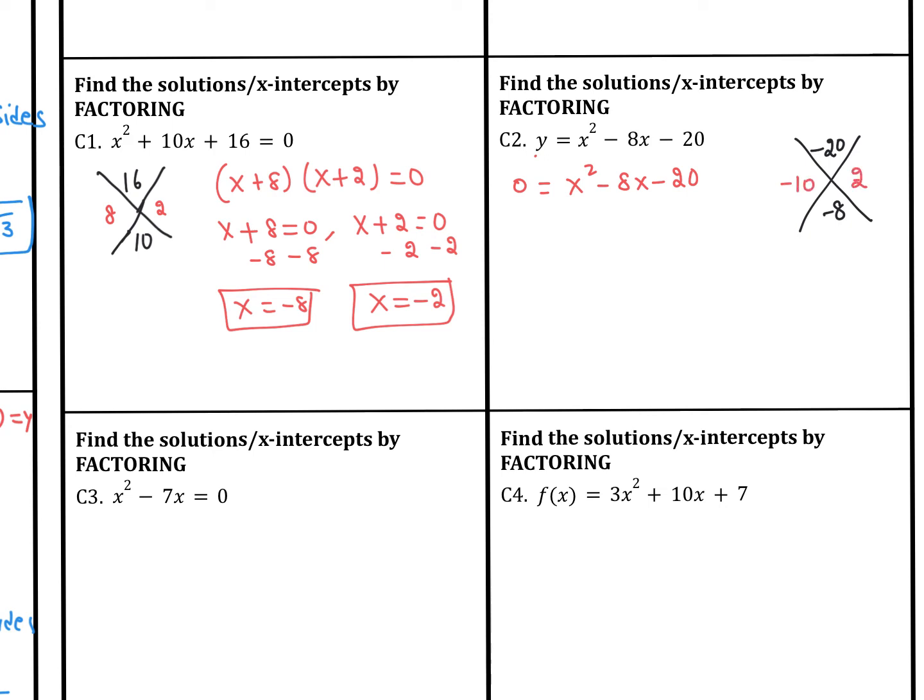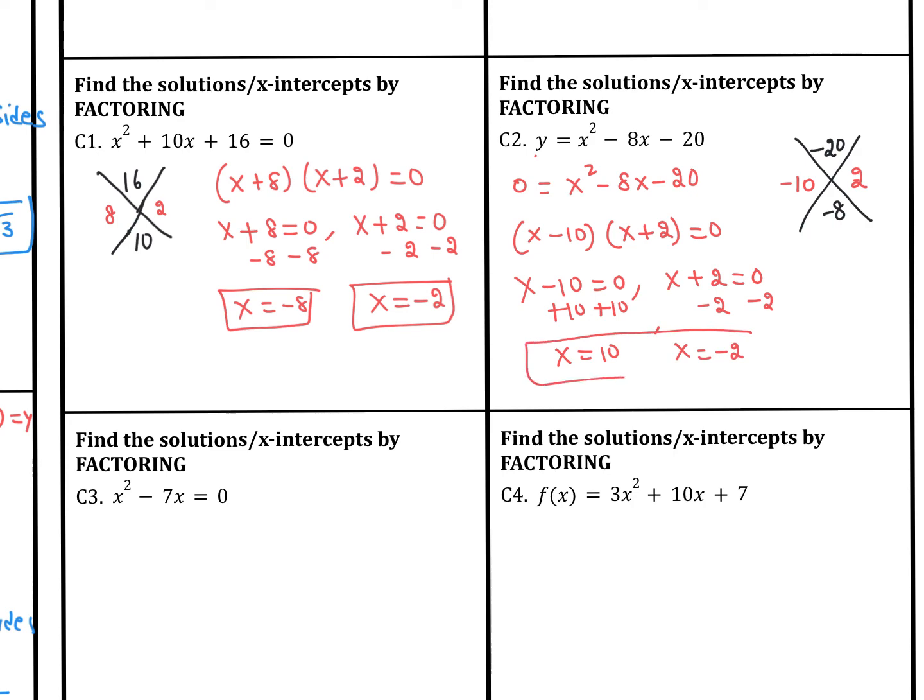So it's negative 10 times 2. (x minus 10) times (x plus 2) equals 0. Put them equal to 0 one by one. And when you add 10 on both sides, you got x equals 10. Subtract 2 on both sides, x equals negative 2.